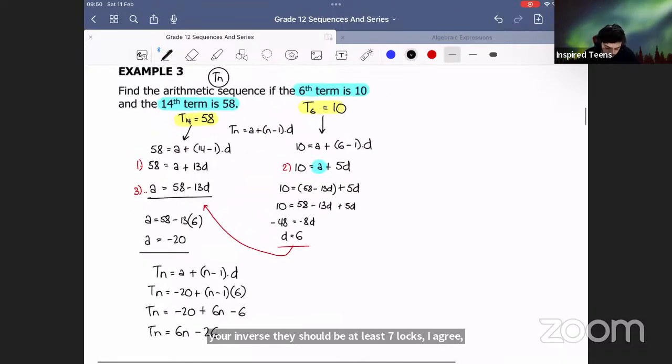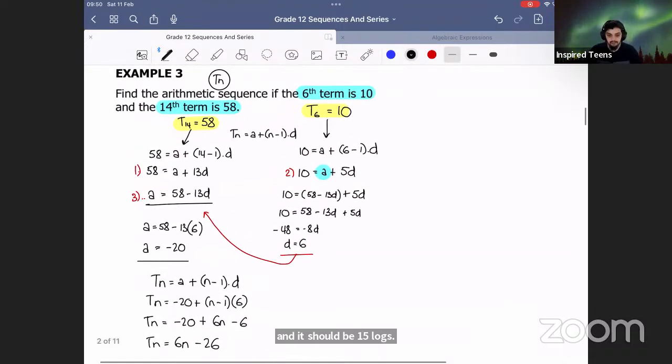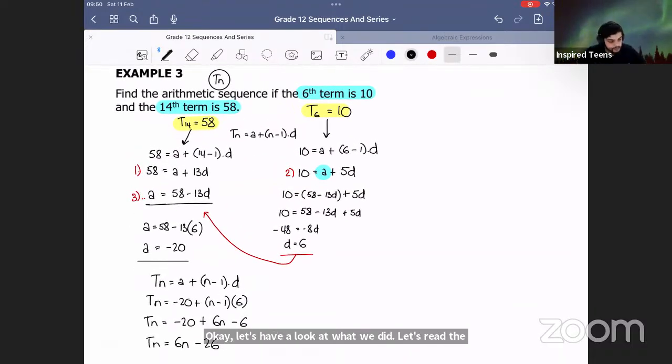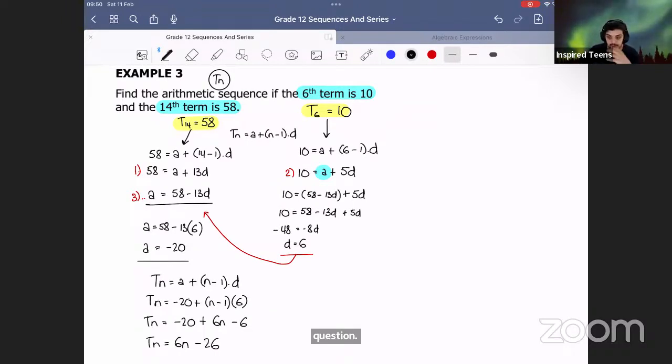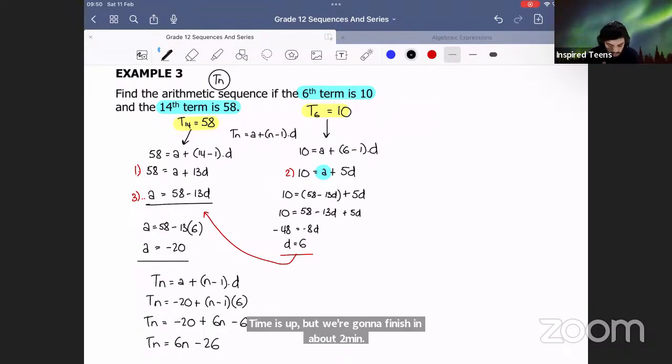Okay, let's have a look at what we did. Let's read the question. Time is up, but we're going to finish in about 2 minutes. I just want to re-explain this one more time. Talk to you guys for like 1 second, and then we'll end it.